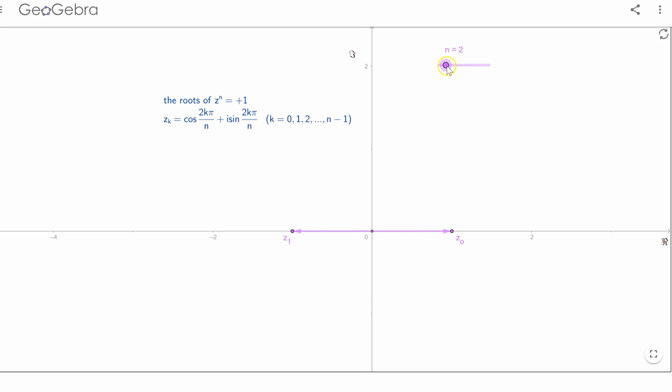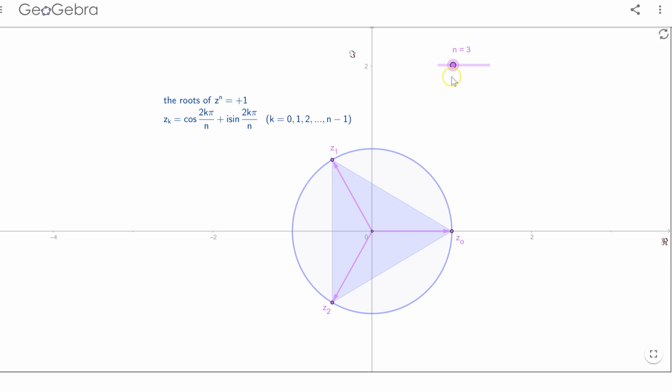But when n goes to 3, we have three roots. So what number cubed gives you plus 1? Well, 1 does. But so do these two things here, which occur in complex conjugate pairs. You can see that z1 and z2 are conjugates of each other. They're in complex conjugate pairs because they have to multiply together to give us a real, because plus 1 is real.